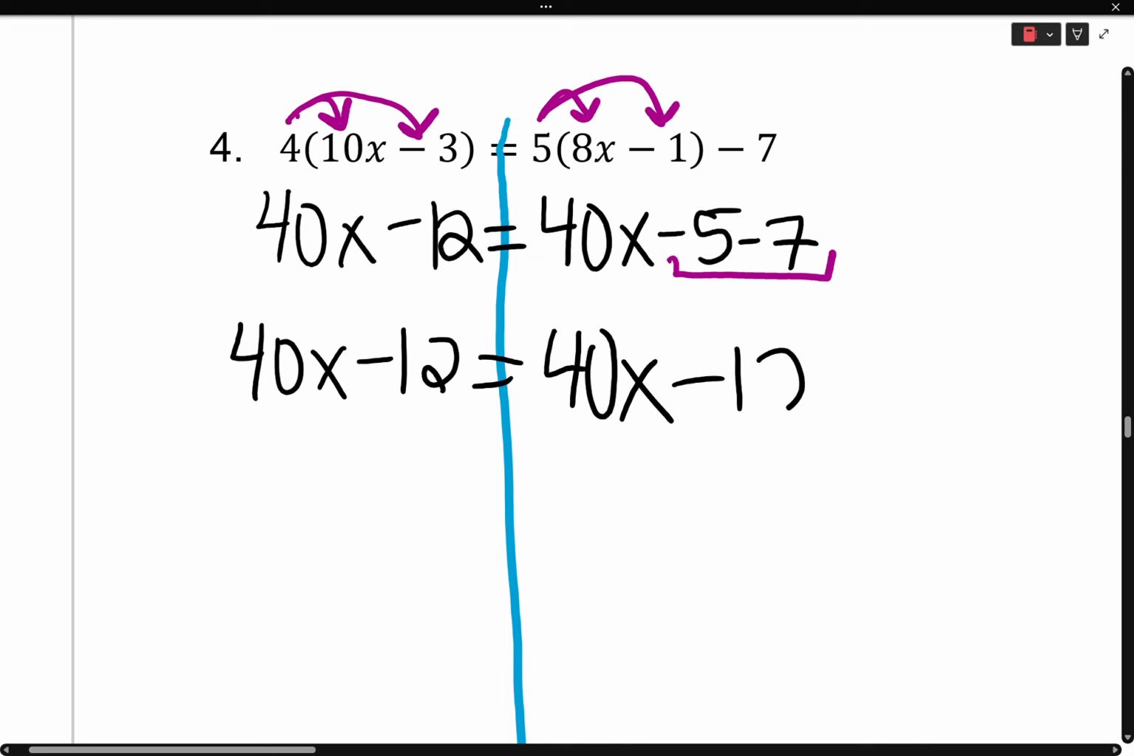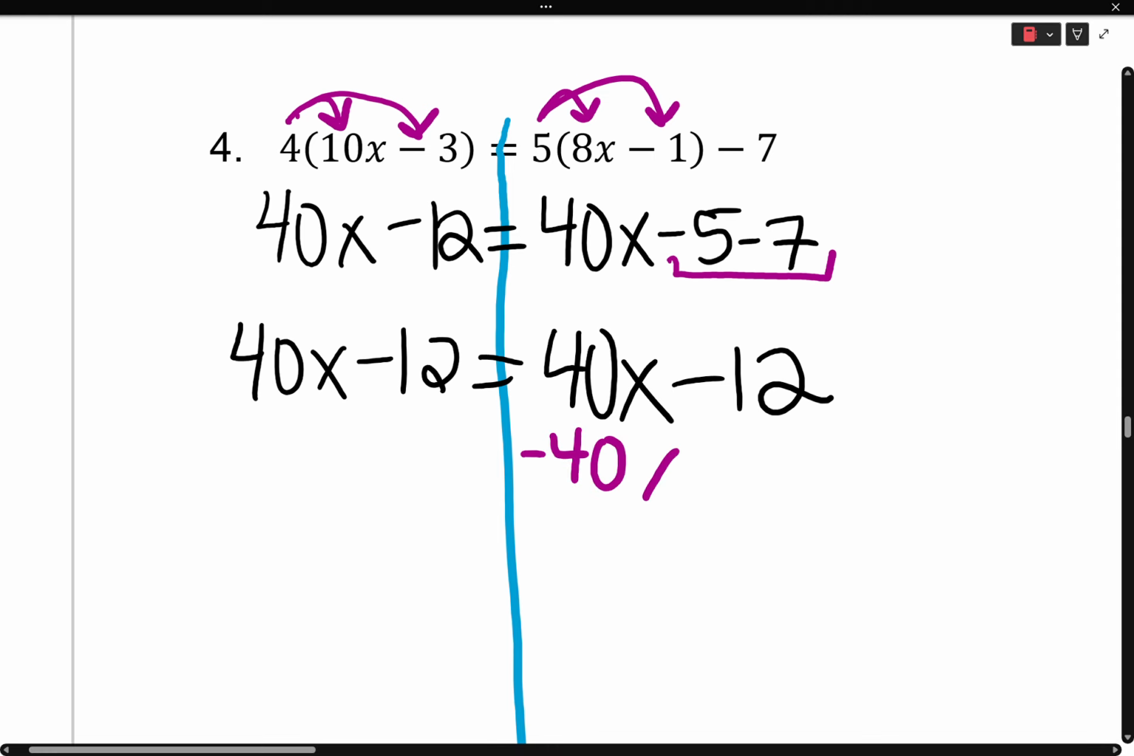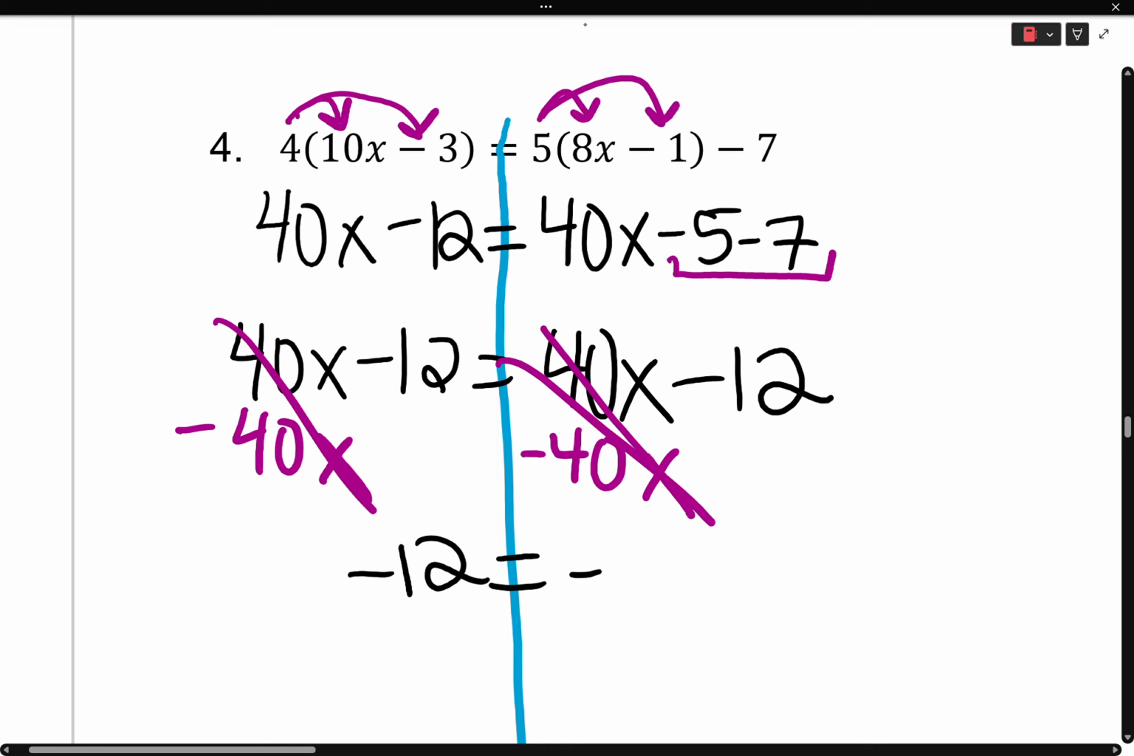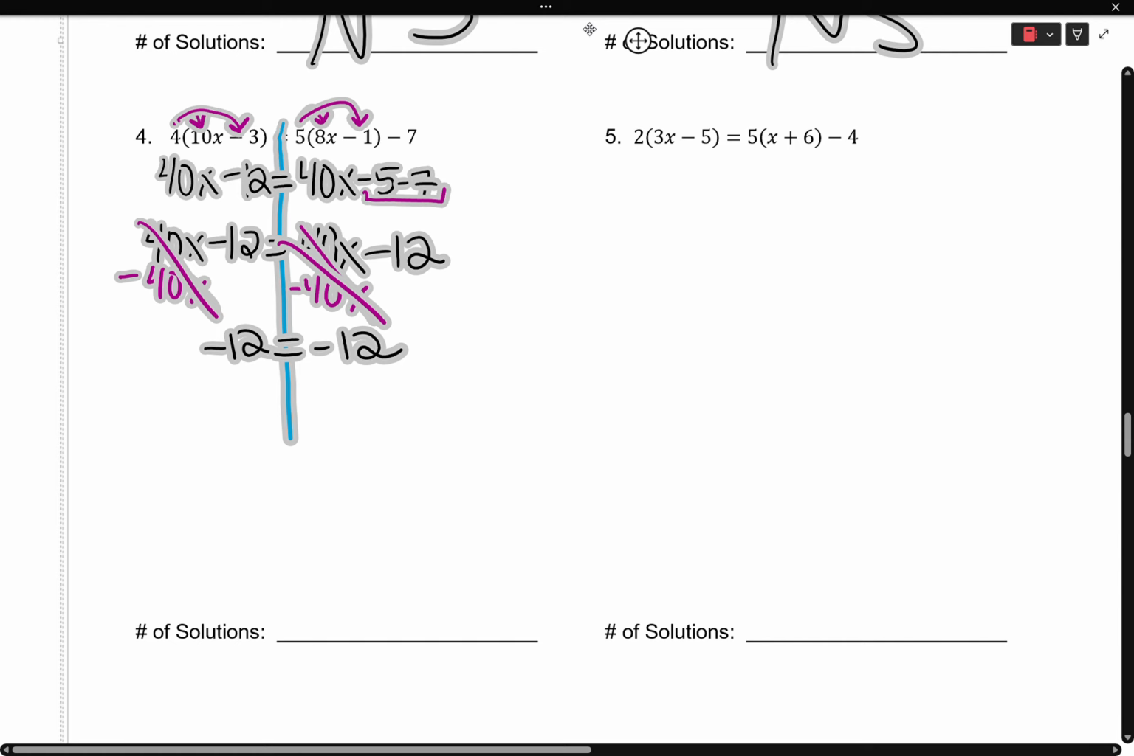I once again would like to move the x's to the left, so I'm going to subtract 40x from both sides to get rid of the x's on the right. Simultaneously, this gets rid of the x's on the left. So we're left with negative 12 equals negative 12. Now that's nice. That's true. Which means there are infinite solutions.